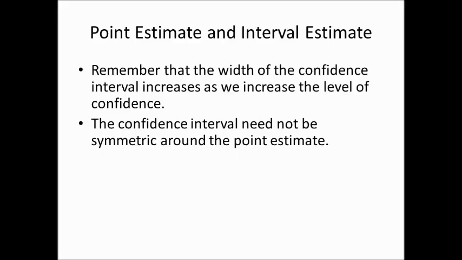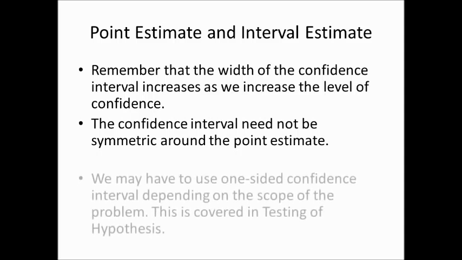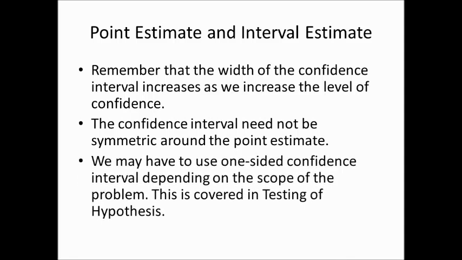Remember that the confidence interval need not be symmetric around the point estimate. Under the normality assumption, if you set up a two-sided confidence interval, it becomes symmetric because the normal distribution is a symmetrical distribution. We may have to use a one-sided confidence interval depending on the scope of the problem, and we'll talk about it when we discuss testing of hypotheses.